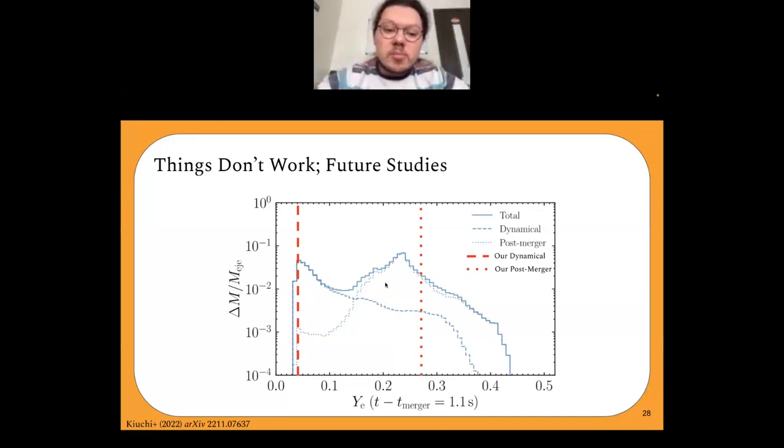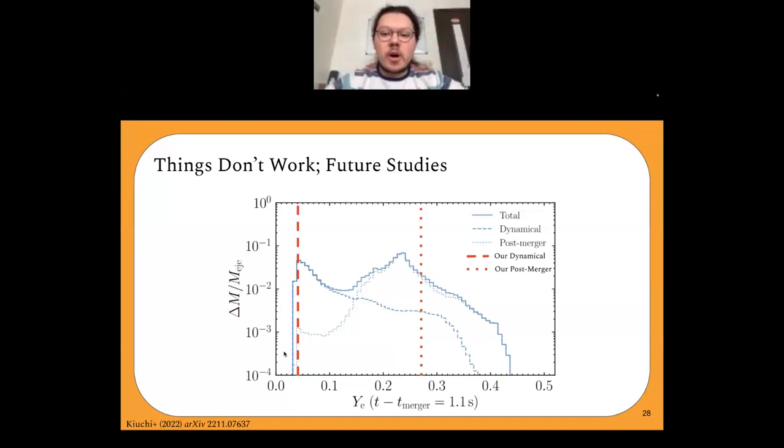But what this plot in the background with the blue lines is showing, from the Kiuchi et al. 2022 paper, is that actually the neutron richness of each of these two components is more of a distribution. And it's saying that some fraction of the mass out of the total ejected mass contains quite a large range of YE values, which means that the ejecta is not homogeneous in its neutron richness.